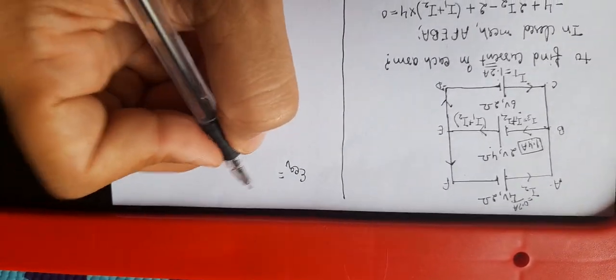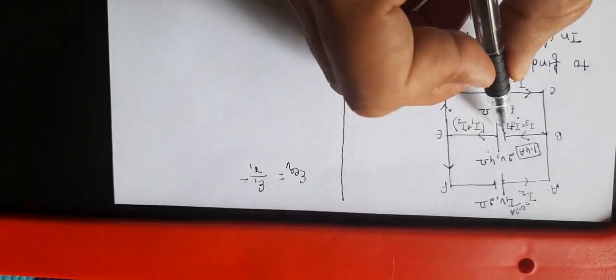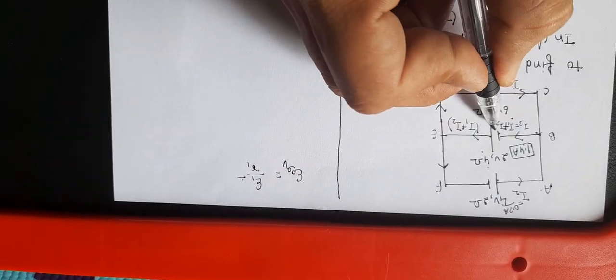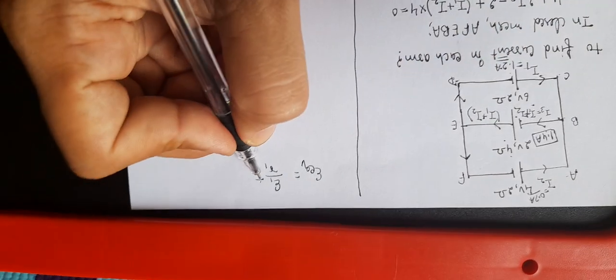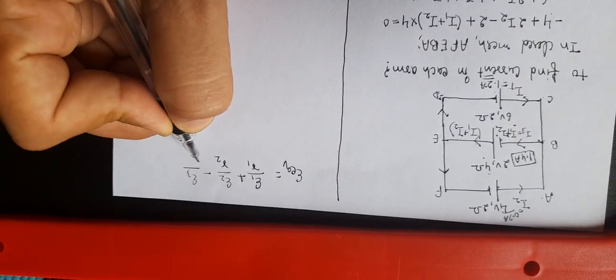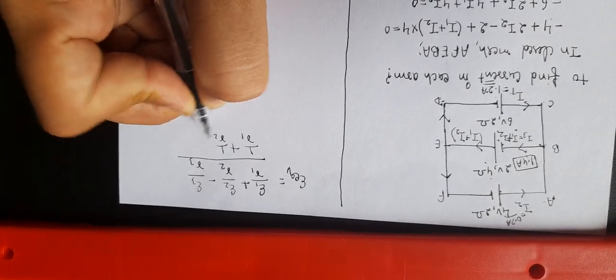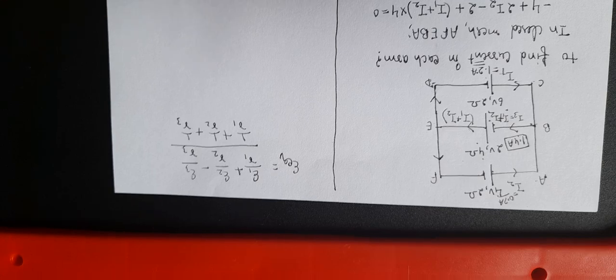This is equal to epsilon 1 over R1 plus epsilon 2 over R2 minus epsilon 3 over R3, divided by 1 upon R1 plus 1 upon R2 plus 1 upon R3. Whatever you want to say, this one is 1, 2 and 3. So I'm going to mark this one as 3.